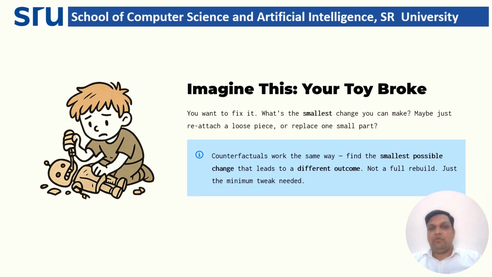Imagine this: your toy broke. You want to fix it. What's the smallest change you can make? Maybe just reattach a loose piece or replace one small part. Counterfactuals work the same. Find the smallest possible change that leads to a different outcome. Not a full rebuild, just the minimum tweak needed.